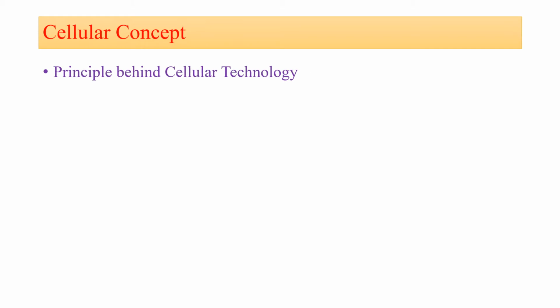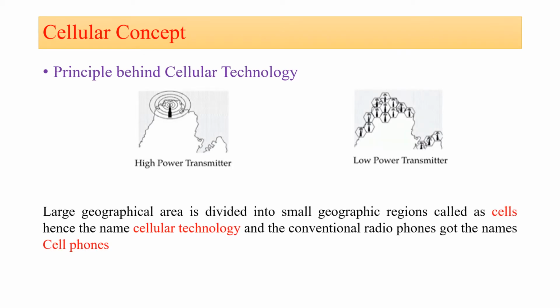Now let's start with the cellular concept. First we will see what is the principle behind the cellular technology. In cellular technology, a large geographical area is divided into small geographic regions called cells, and hence this technology is named cellular technology, and the conventional radio phones got the name cell phones.